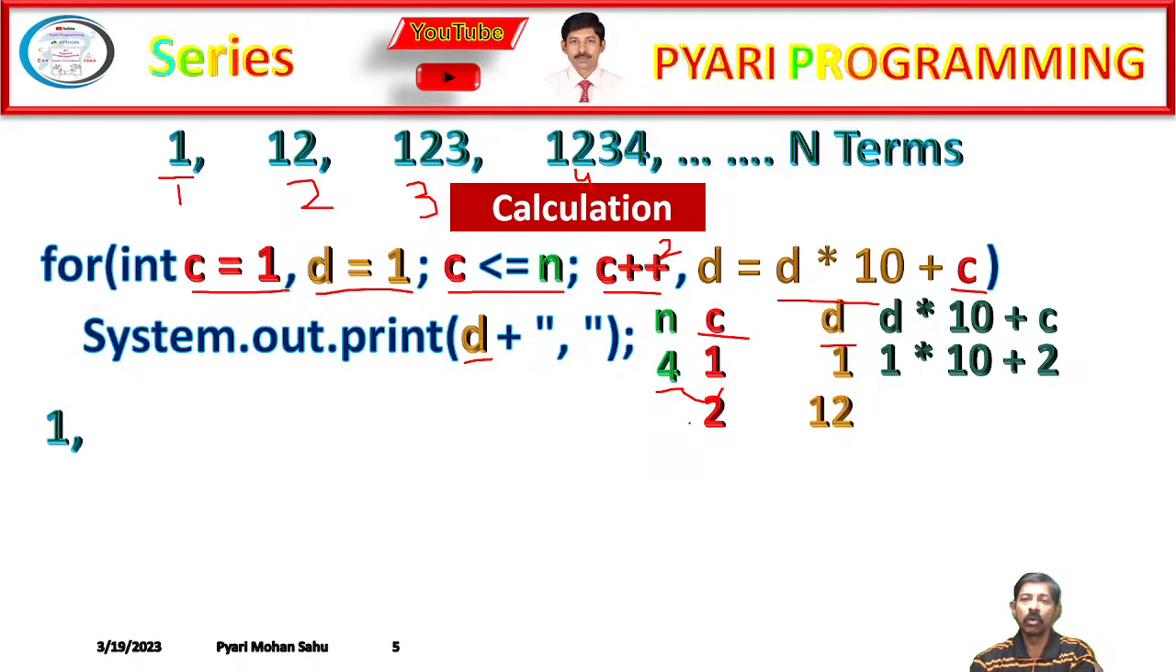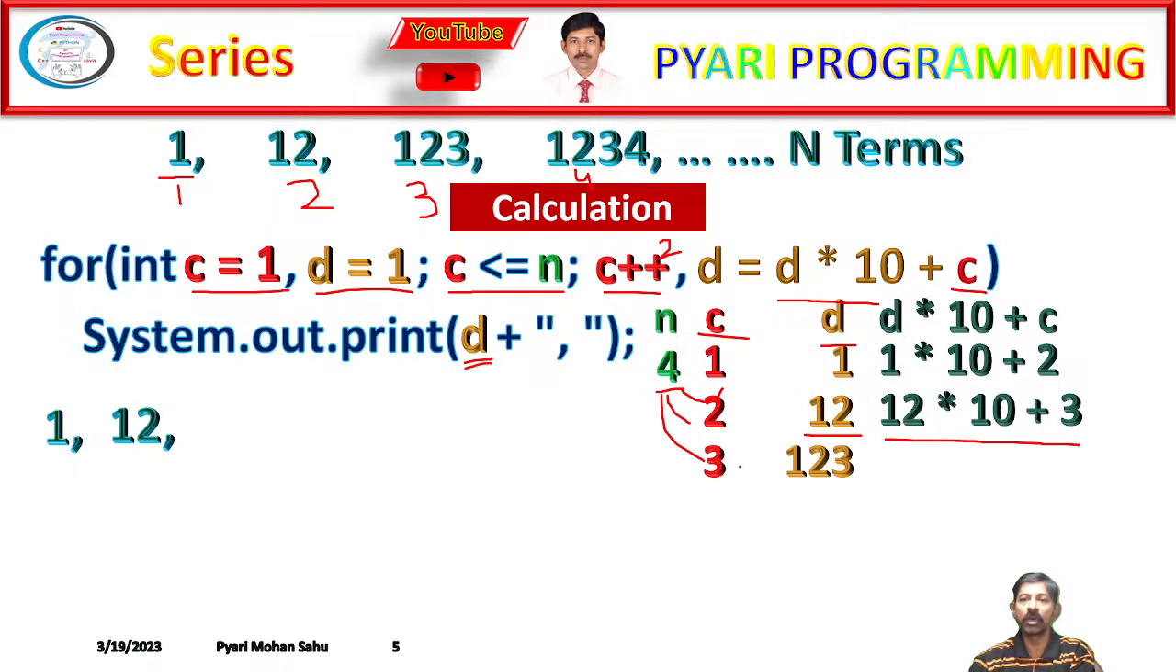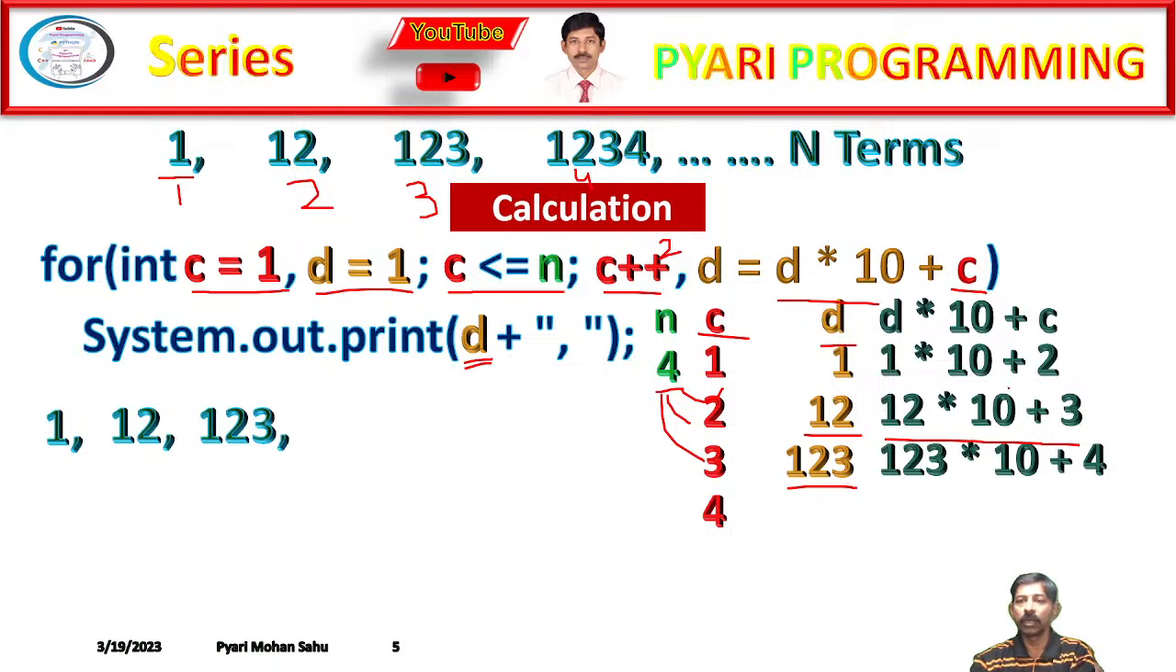After that condition, 2 is less than 4, true. So it will display d value. What is d value? 12. So it will display 12. After displaying, I will move to the updation part. C is 3. Now calculate d value, 12 into 10 is 120, plus 3, d value is 123. So it will display 123. After displaying, I will move to the updation part. C is 4. Next, d will be 123 into 10, that is 1230 plus 4, 1234.